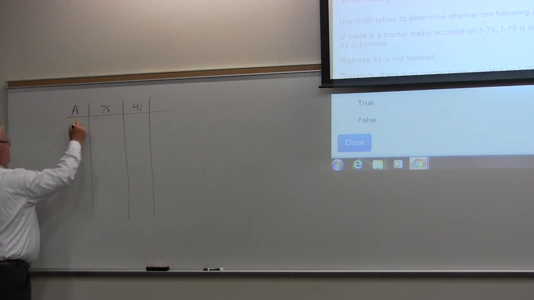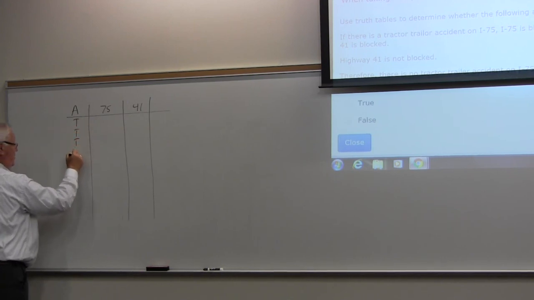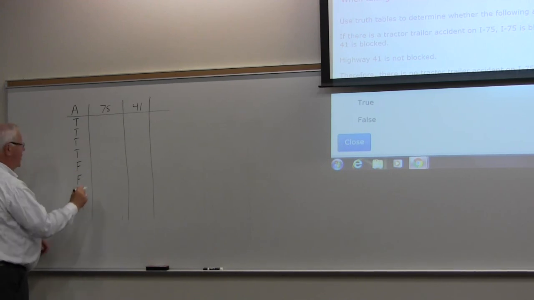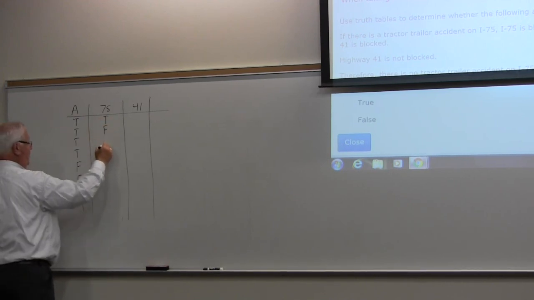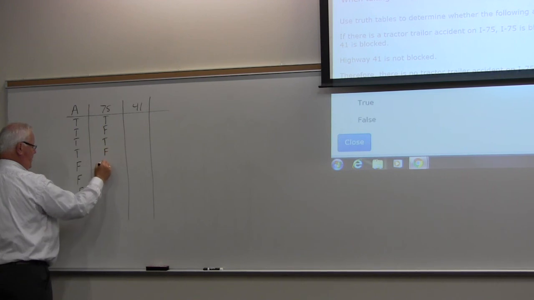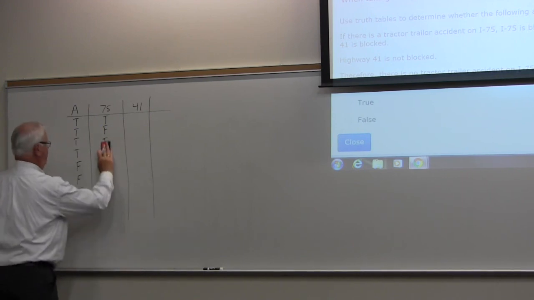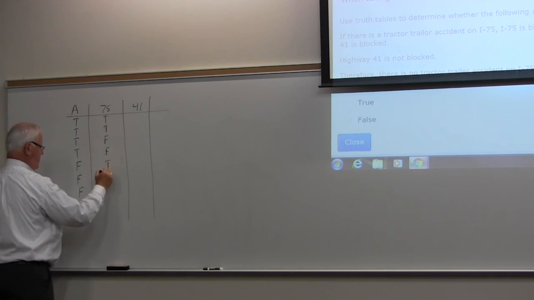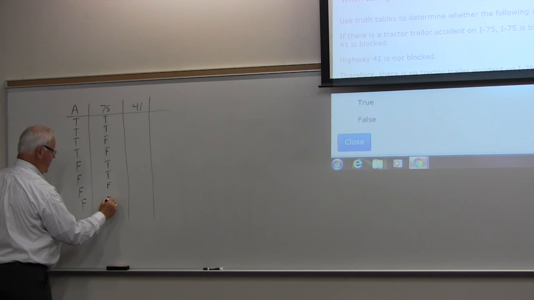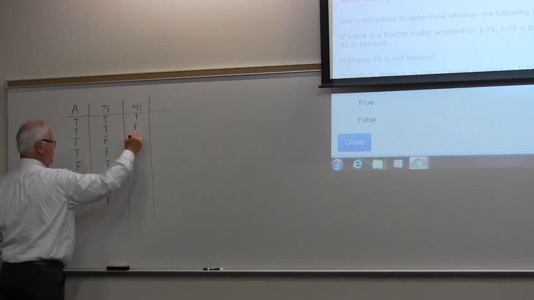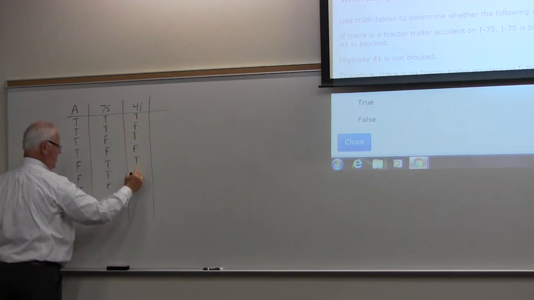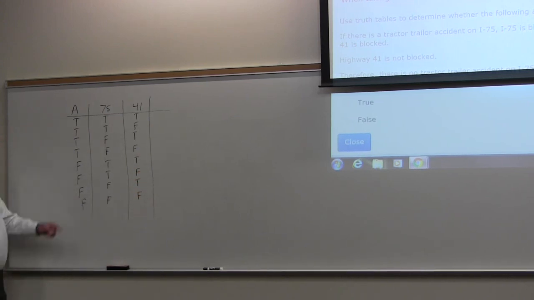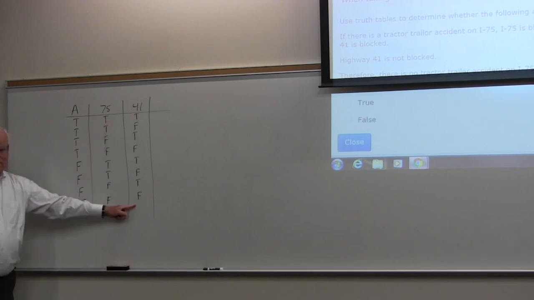So I make half of these true. 1, 2, 3, 4. 1, 2, 3, 4. I make this one T, T, F, F, T, T, F, F. And this one T, F, T, F, T, F, T, F. Now, that should give me every combination from all true to all false.